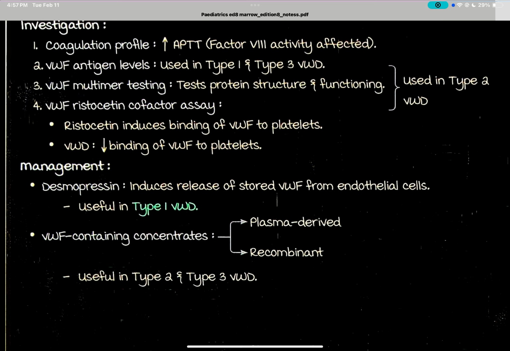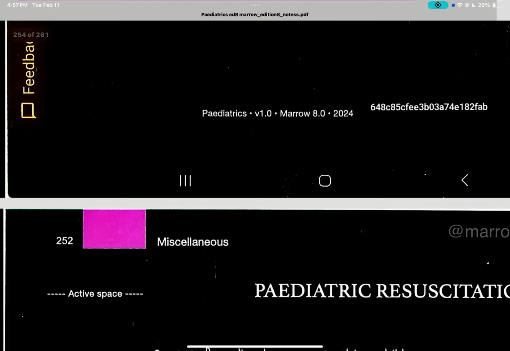Von Willebrand factor containing concentrates are plasma derived and recombinant, useful in type 2 and type 3 von Willebrand disease.